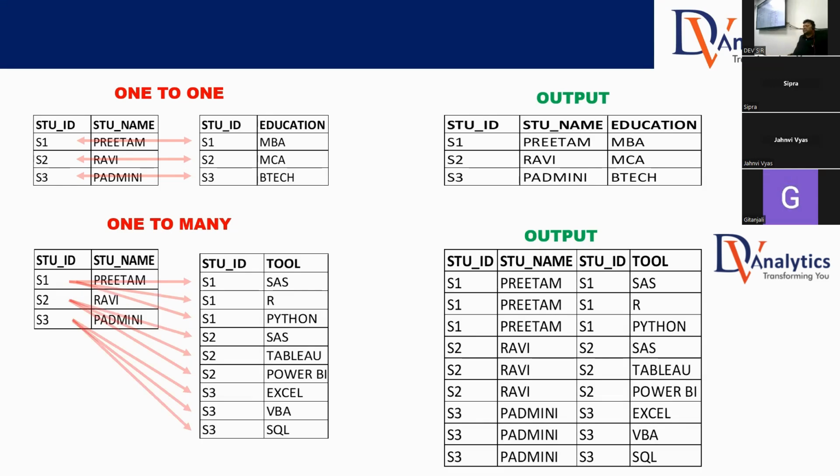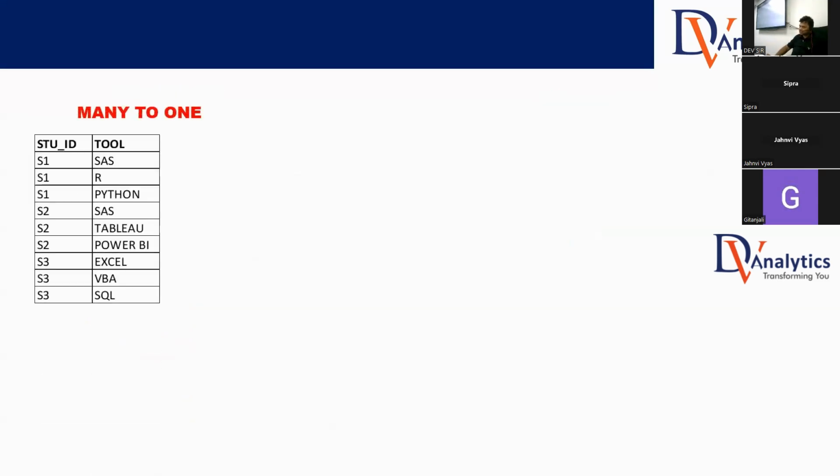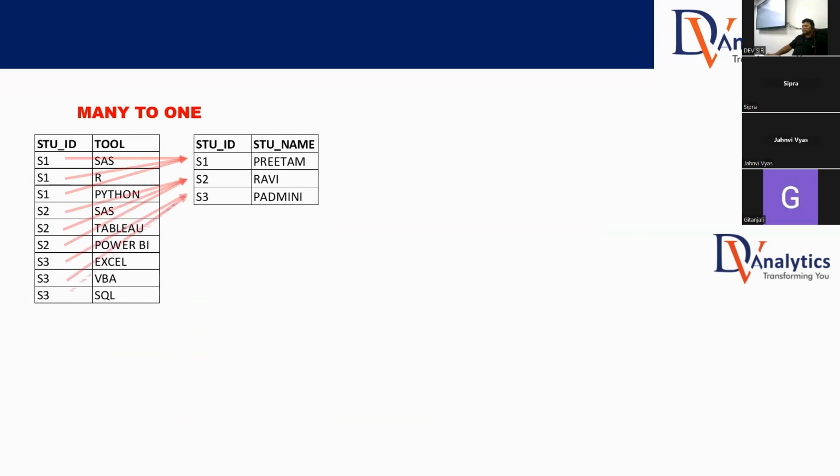How are these records going to be presented? Student ID 1 is for Preetham, has opted for the tool as what? SAS, R and Python. Same thing for student ID 2 for Ravi is for SAS, SQL and Power BI is given accordingly, which you have joined and you got this output there. Does it make sense, guys? Same way, if you take the student ID and the tool in the left table and student details in the right table, this is called many-to-one relationship. Does it make sense to all of you guys?